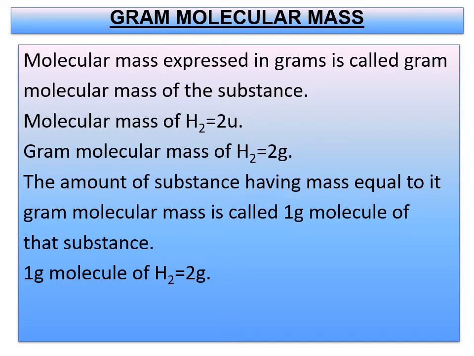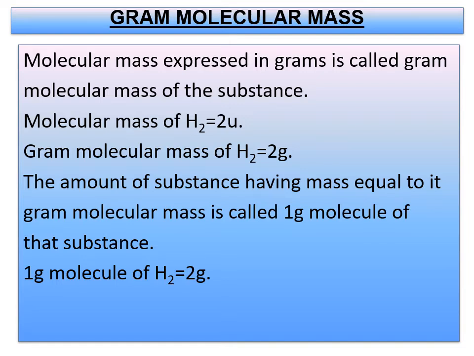In another way, the amount of a substance having mass equal to its gram molecular mass is called 1 gram molecule of that substance. For example, 1 gram molecule of H2 consists of 2 g, 1 gram molecule of O2 consists of 32 g, 1 gram molecule of H2O consists of 18 g, and 1 gram molecule of CO2 consists of 44 g. Each and every point, be attentive and listen, children. I am not writing everything.